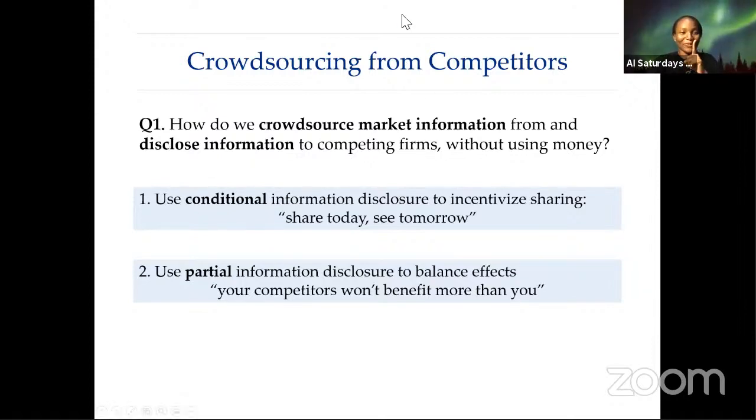Maybe one last question from me. Thank you, Irene. How do you verify the veracity of the information, that what they share is true? Yeah, really good question. One of the first order questions in an information sharing setting.